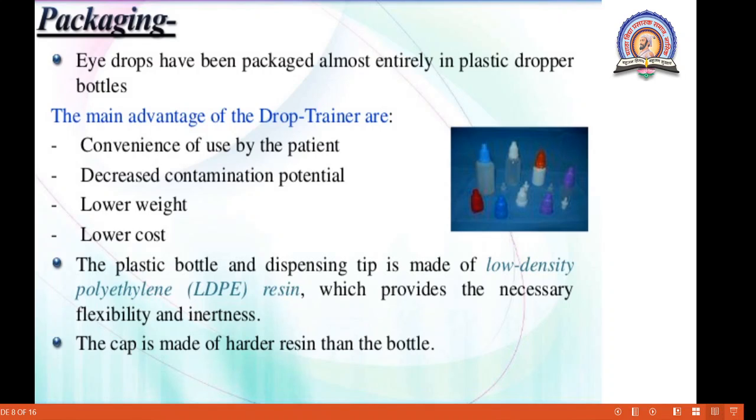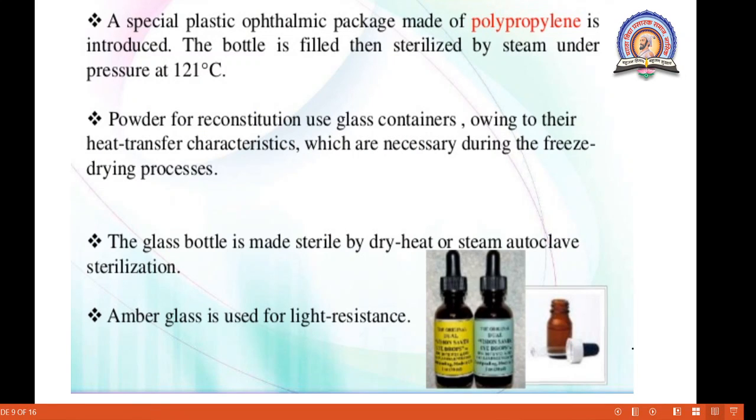Which provides the necessary flexibility and inertness. The cap is made of harder resin than the bottle. A special plastic ophthalmic package made of polypropylene is introduced. The bottle is filled, then sterilized by steam under pressure at 121 degrees Celsius. Powder for reconstitution uses glass containers owing to their heat transfer characteristics, which are necessary during the freeze drying process.